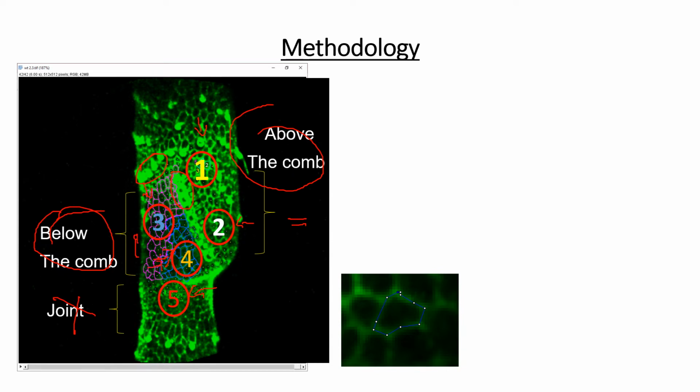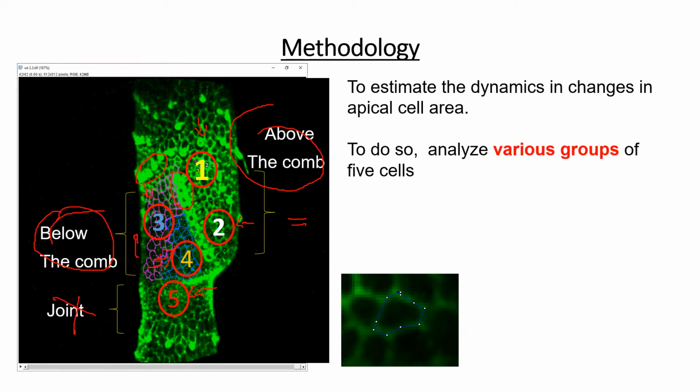So we study 4 regions, and instead of studying all those cells, because it would take a long time, we're going to estimate the dynamics. In this case, to estimate those dynamics of apical cell shape, we're going to analyze 5 cells per region. So 5 cells of region 1, 5 cells of region 2, 5 cells of region 3, and 5 cells of region 4.